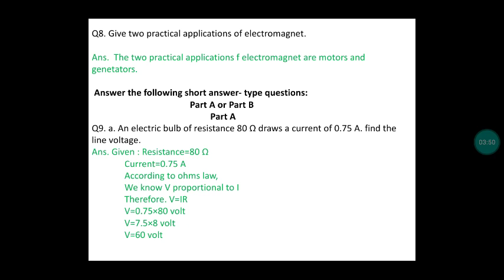Give two practical applications of electromagnet. The two practical examples of electromagnets are motors, that we all use, and generators.